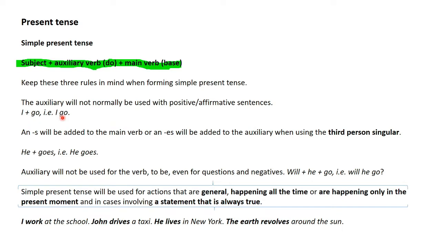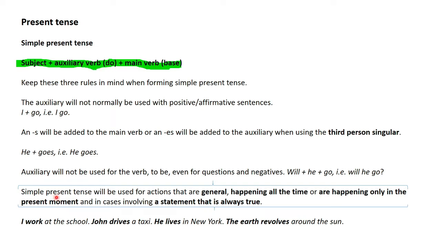Now, if this is an interrogative sentence, the pattern will be auxiliary, subject, main verb. Do I go? And if it were a third person singular, for example, in case of third person singular, the sentence would be he goes, and es will be added to the main verb. Likewise, an es would be added to the auxiliary in case of a third person singular in an interrogative sentence. Does he go? Do will become does because of the third person singular.